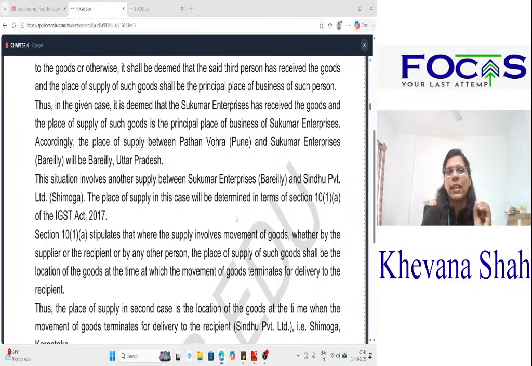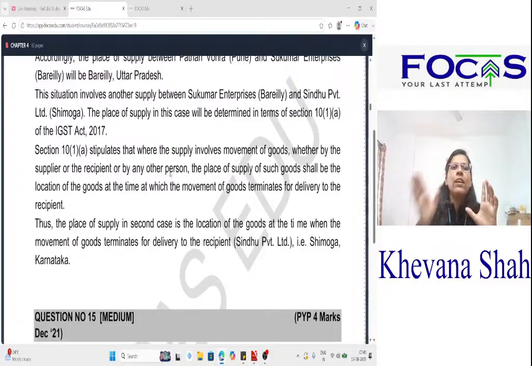So, in this case, it is deemed that Sukumar Enterprises has received the goods, and the place of supply of such goods is the principal place of business of Sukumar Enterprises. So, for this supply between Pathan of Pune and Sukumar Enterprises, your place of supply will be Bareilly, UP. We also have another supply, which is between Sukumar Enterprises of Bareilly and Sindhu Private Limited of Shimoga.